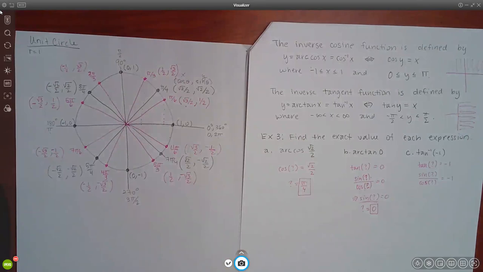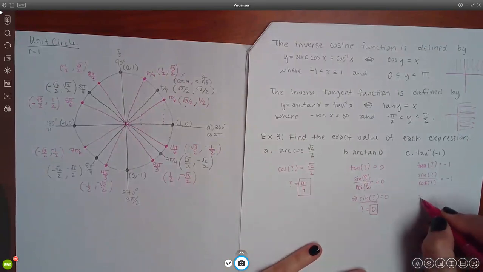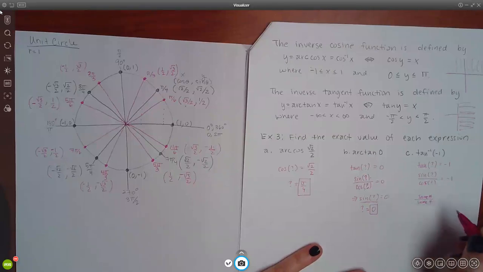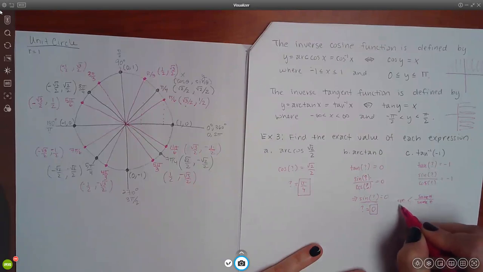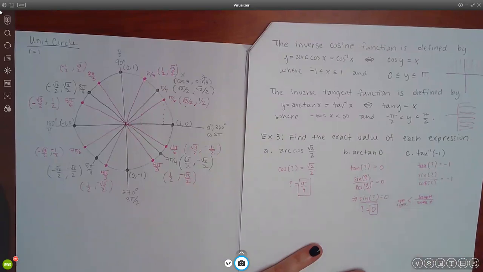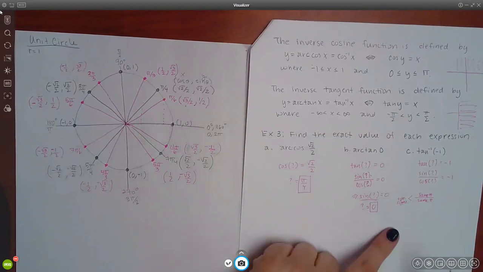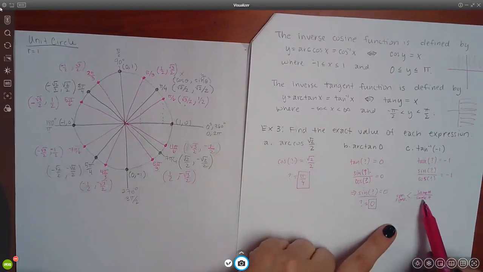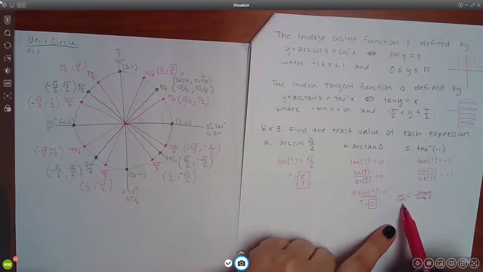The only way that can happen is if you have the same number here and here, but they have opposite signs, right? Because if the top is negative and the bottom is positive, I will get a negative one, or vice versa. The top is positive and the bottom is negative, I'll still get a negative one. But it has to be the same number over the same number, okay? With opposite signs.